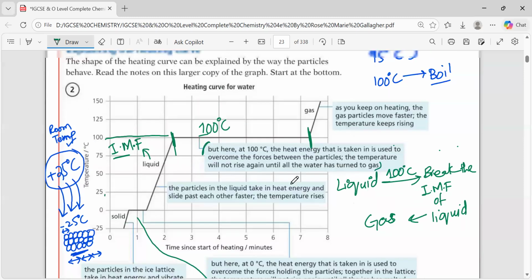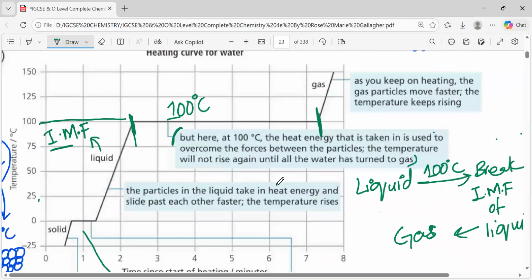But here at 100 degrees, this heat energy that is taken in is used to overcome the forces between the particles. The temperature will not rise again until the water has turned into gas. Are you clear with this?